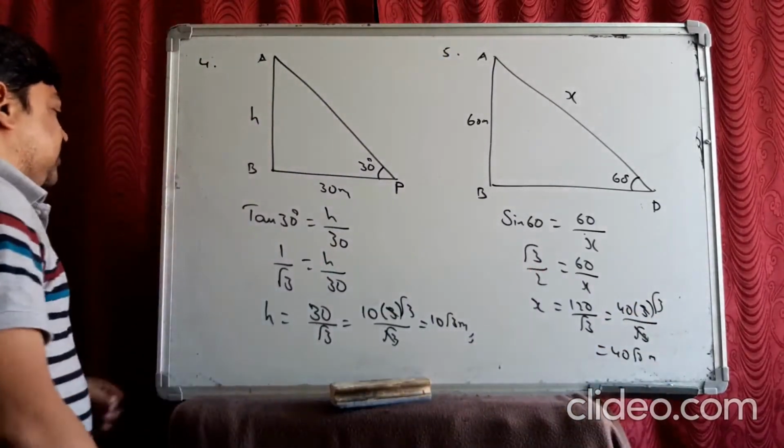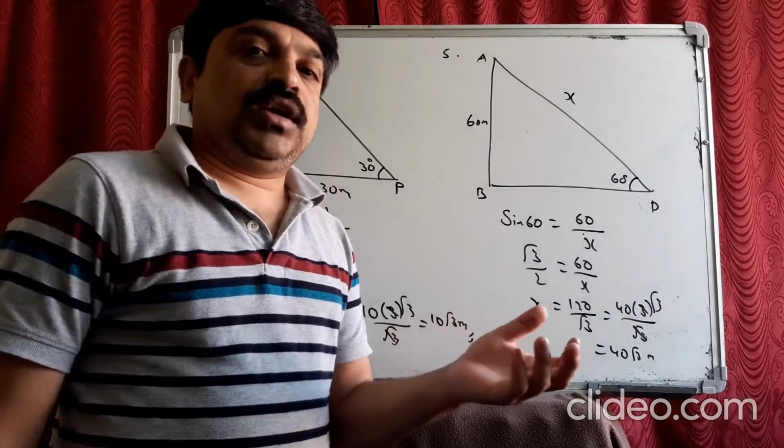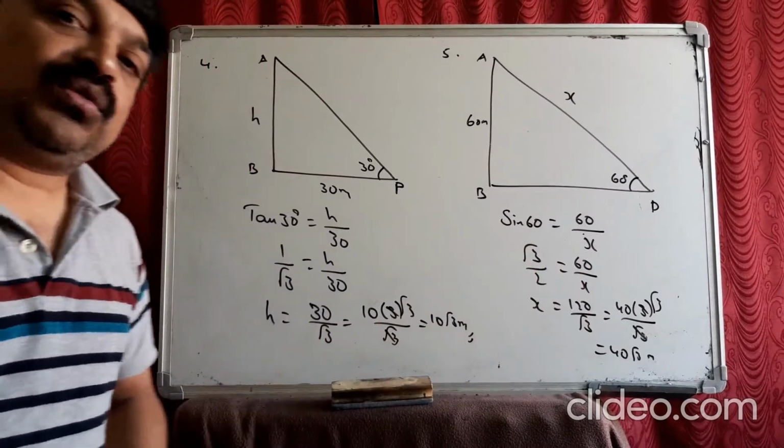Sometimes in some questions they give the value of root 3 as 1.7 or 1.732. You have to substitute. Otherwise you can leave it with root 3 only. Okay.